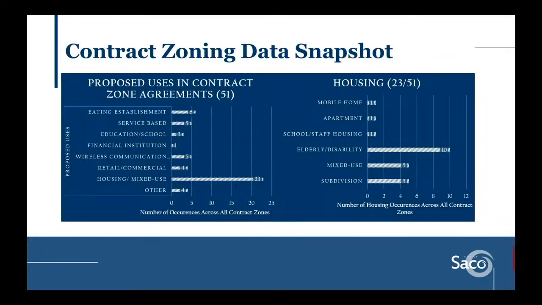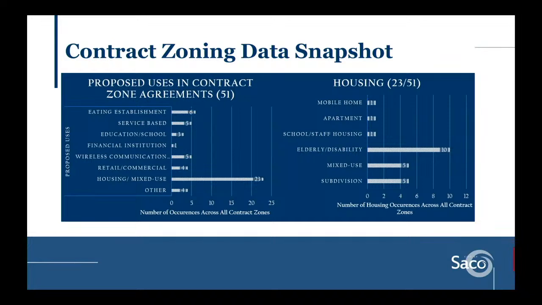I'm just going to ask Demetria to share a little bit of a data snapshot on what we've learned going through the contract zones and what they've been really issued for in the past. So we're going to show a bit of a trend on the screen of what we see for the types of contract zones that have been established. You can see that the largest is housing and mixed use.